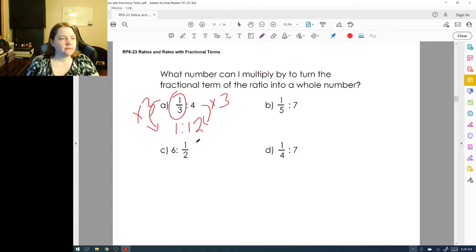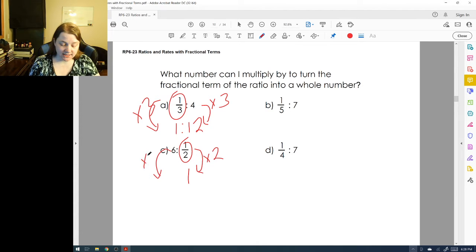6 to 1/2. How do I make 1/2 into a whole number? Well, 1/2 times 2 makes it 1 whole, or 2 parts of 2. So I need to multiply 6 times 2. 6 times 2 is 12. That makes it a 12:1 ratio.